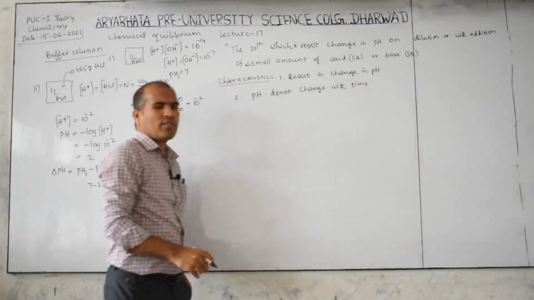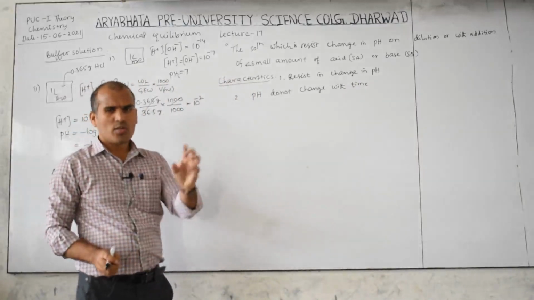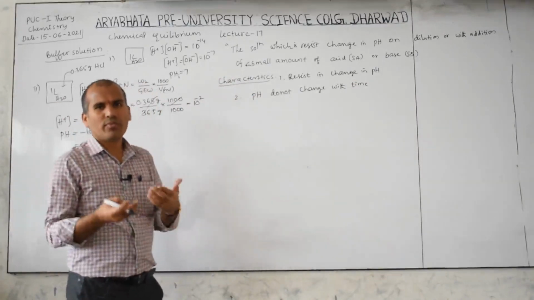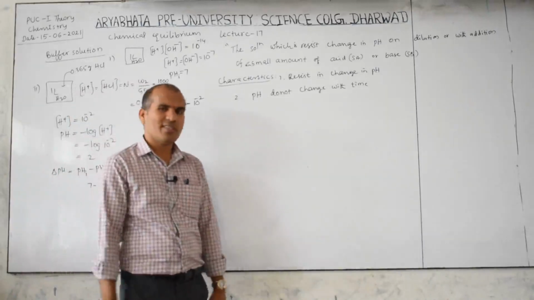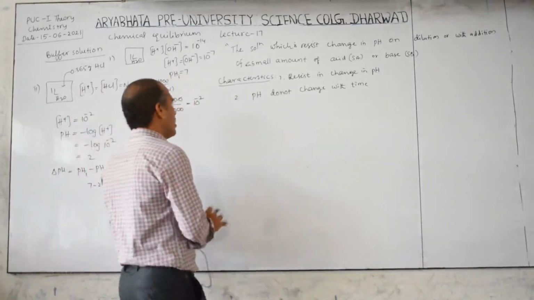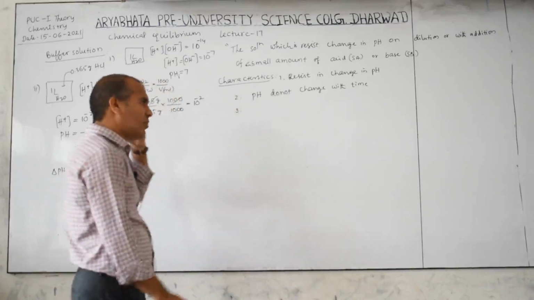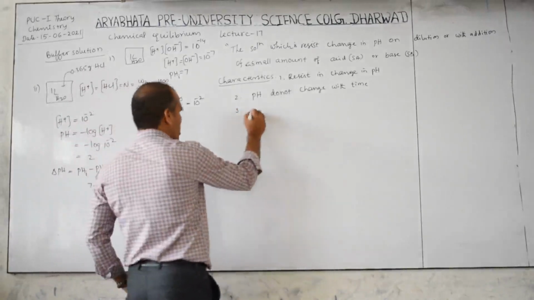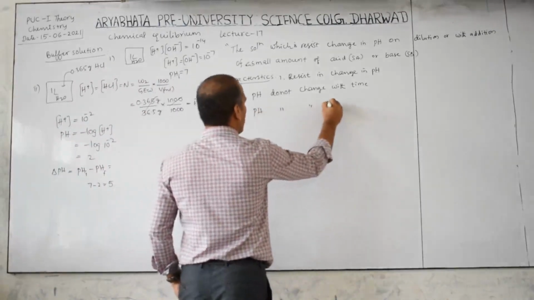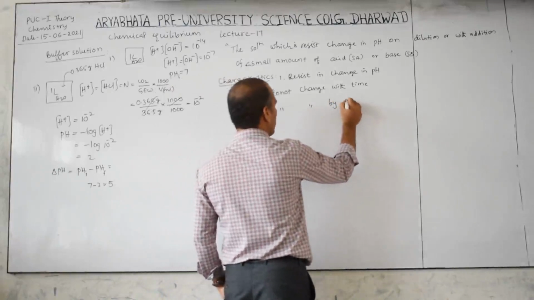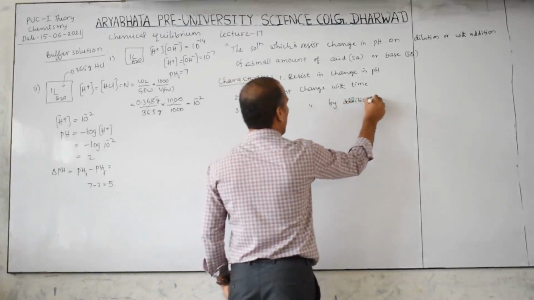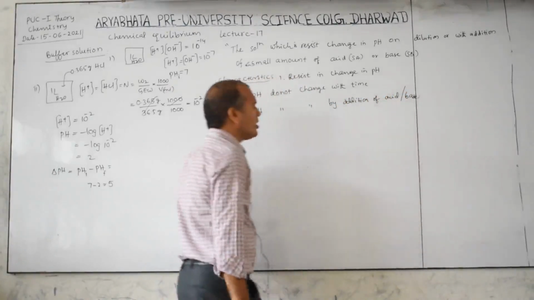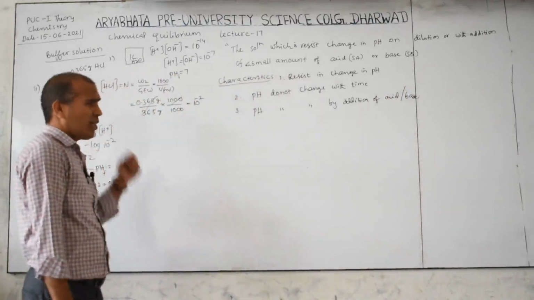If you keep, for example, water outside, then carbon dioxide present in the atmosphere may absorb, and it may become acidic. But if buffer solution is there, the pH will not change. And third point, by addition of small amount of acid or base, pH do not change. So these you have to remember, important points.